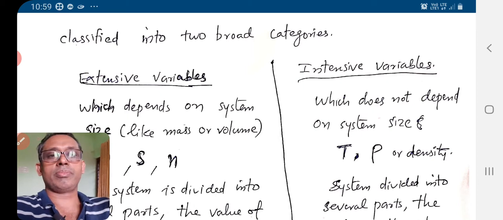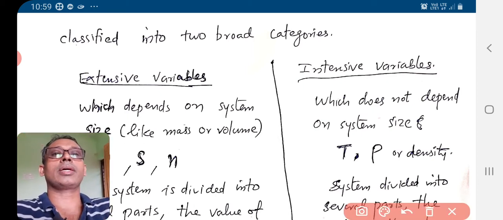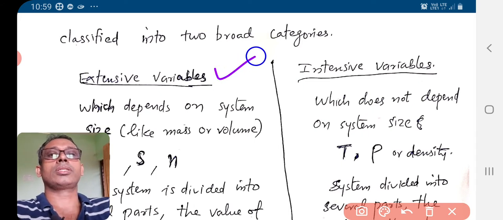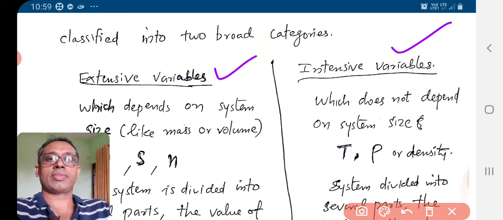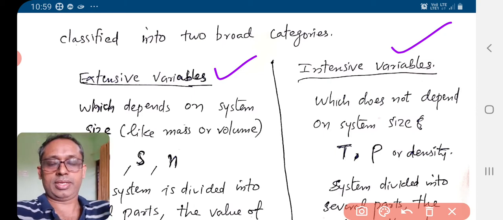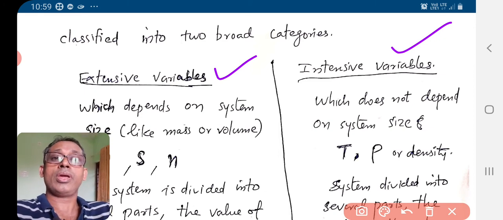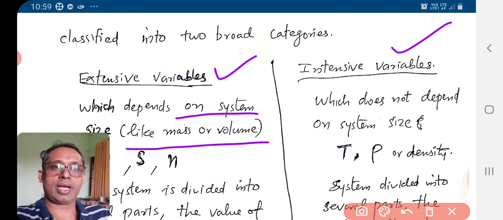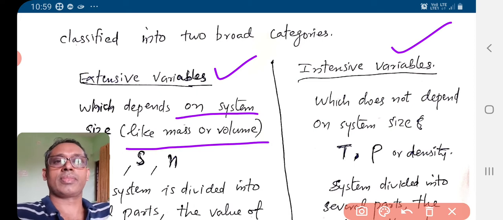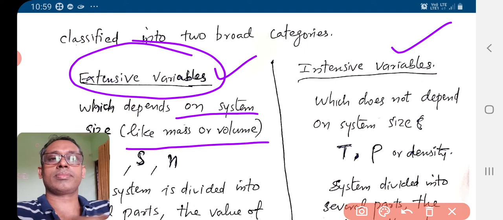They can be classified into two broad categories. The thermodynamic variables can be classified into two broad categories: one is extensive variables, the other is intensive variables. Extensive variables and intensive variables. So what are extensive variables? Variables which depend on the system size, like mass or volume. These variables are called extensive variables.